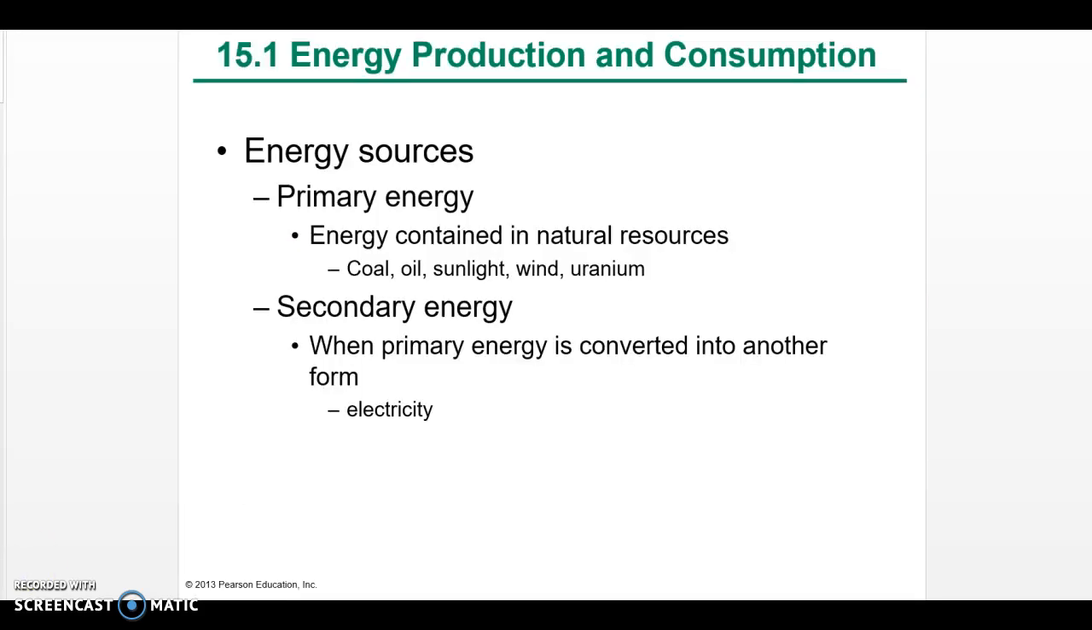So when we talk about energy, we talk about primary energy and secondary energy. Energy contained in natural resources is what we call the primary energy. So that means it's the actual item. So coal, oil, sunlight, wind, uranium, right? But then what it becomes is the secondary thing. So remember, primary is what it is and then what it becomes. So secondary energy is when that primary energy is converted into another form, which then becomes electricity in a lot of cases, or fuel, etc.